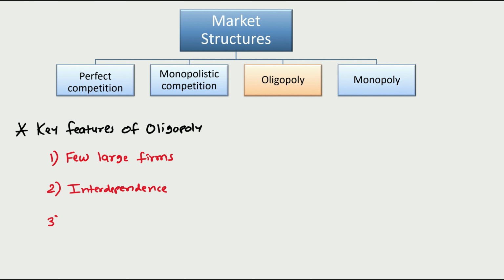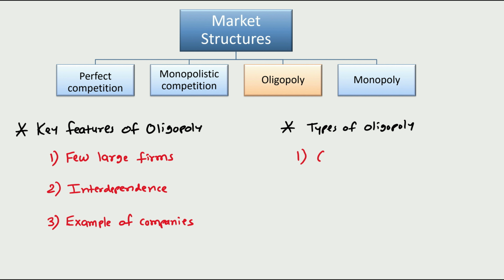And let's take some examples of companies in the oligopoly market. Some examples will be Coke versus Pepsi, Apple versus Samsung, or Boeing versus Airbus. Those are the firms. There are few large firms in the oligopoly market. Now, there are two types of oligopoly.